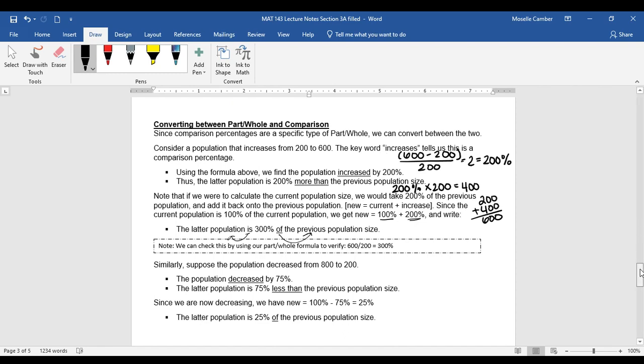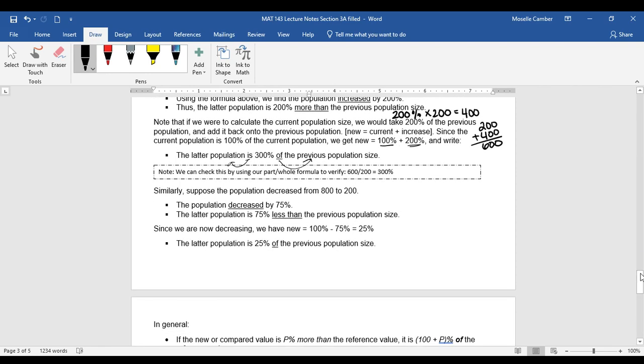Now let's say instead of increasing, it's going to decrease. Let's say it decreased from 800 to 200. Well, that means the population decreased by 75%, which we can find by taking the new minus the old divided by the old. This would give you 0.75 or 75%. Actually it gives you a negative 75%, but because it's decreasing, we can just use the positive 75. So it decreased by 75%, which means the latter population is 75% less than the previous population size.